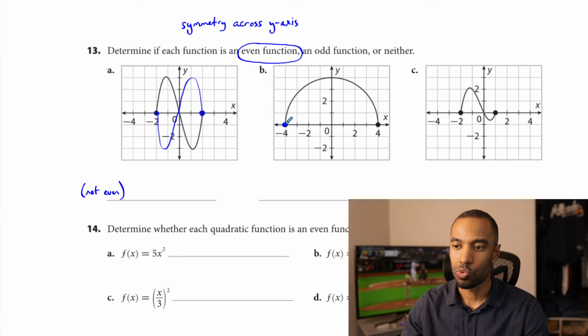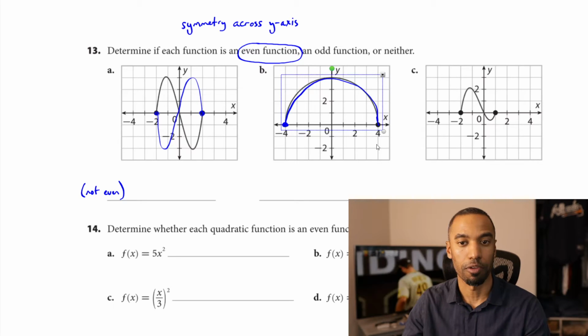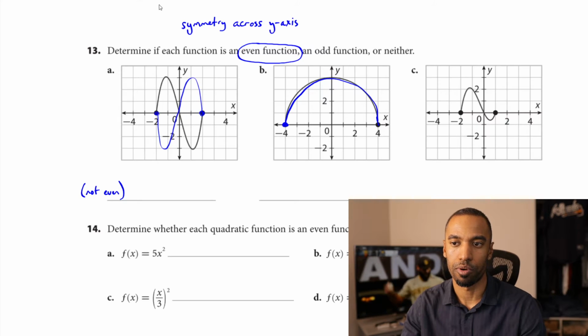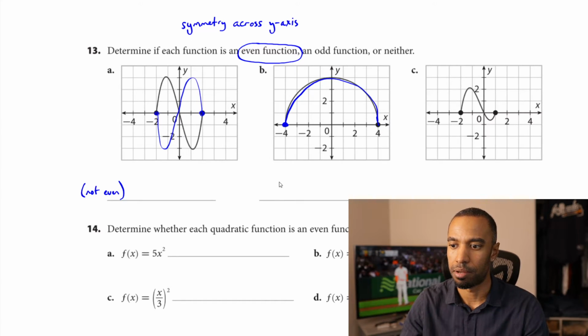Right here, is this one an even function? If I draw this thing right there, I'm going to go ahead and reflect it across the y-axis. Do I get the same graph out when I flip this thing over? I just flipped it over. The answer is yes. My drawing was pretty rough there. This is definitely an even function, right? The other one was not, but this one is. That's even.